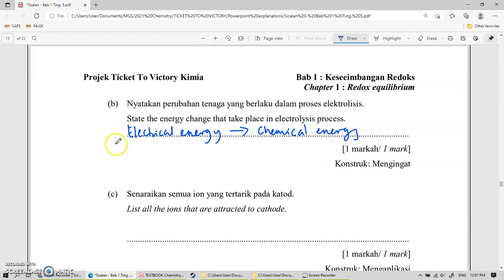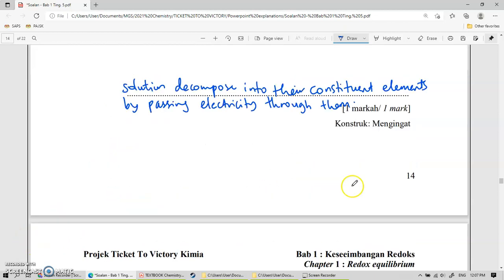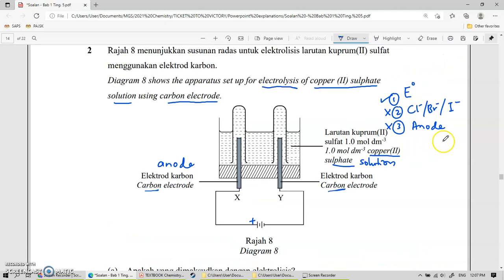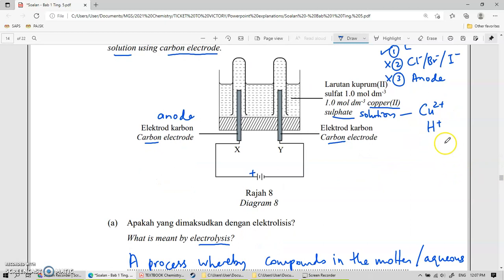List all the ions that are attracted to the cathode. Now let's look at the solution. It's a copper 2 sulfate solution, so it's an aqueous solution. Therefore in this solution there are Cu2 plus ions. H plus ion comes from the water. Remember, aqueous solution is where we add water. And then we also have the sulfate ion, as well as OH negative from water.